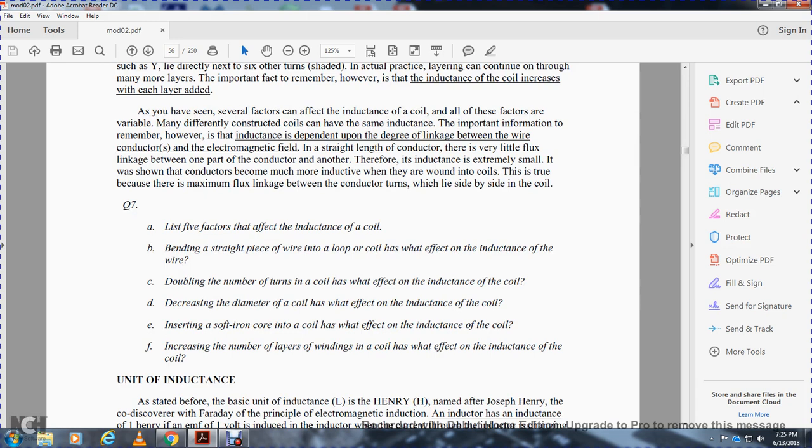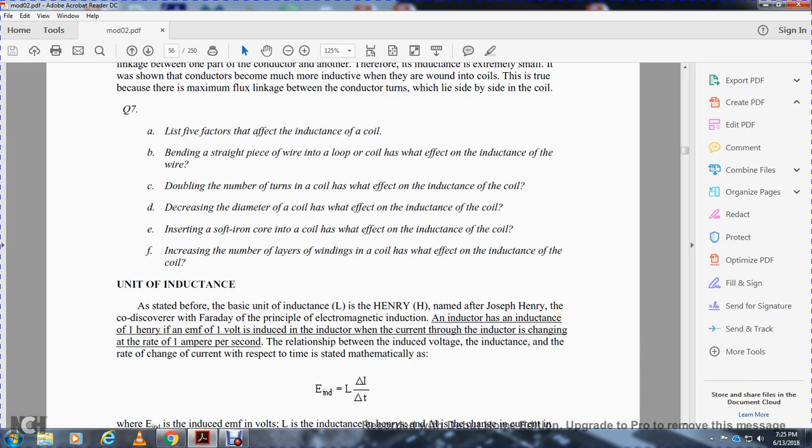Question 7. Five factors affect the inductance of a coil. Does bending a straight piece of wire into a loop or coil have an effect on the inductance of the wire? Doubling the number of turns has an effect on the inductance of the coil. Doubling the diameter of the coil has an effect on the inductance of the coil: that would be 4 times. Inserting a soft iron core has an effect on the inductance of the coil. Increasing the number of layers of the windings of the coil will affect the inductance of the coil. Unit of the inductance.